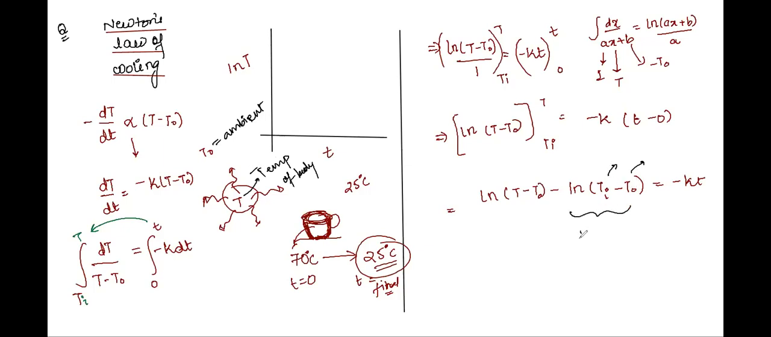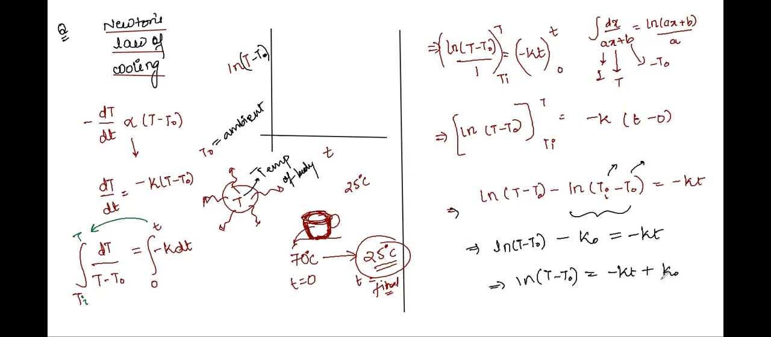So can we take this as some constant K naught? Yes, sir. It is a constant. So we can take this as log of (T minus T naught) minus K naught is equal to minus Kt. Can we write it this way? Yes, sir. This is actually the expression between log of (T minus T naught) and t. We are being asked this expression. So this will become log of (T minus T naught) equals minus Kt plus K naught.